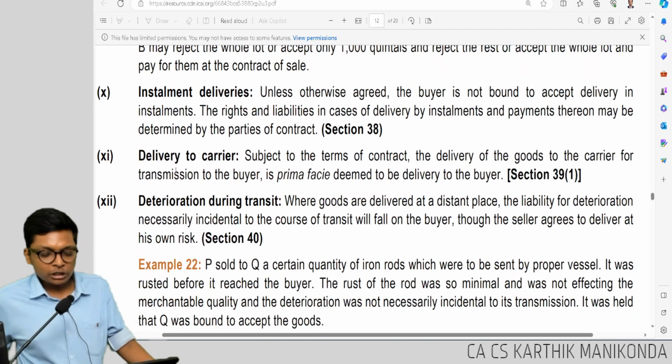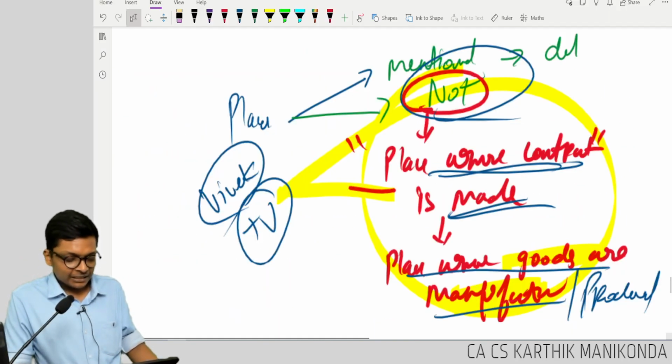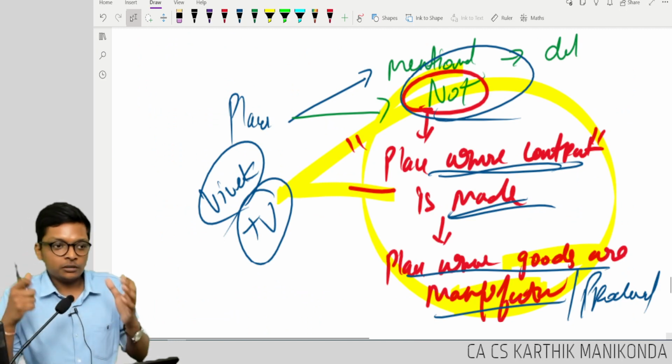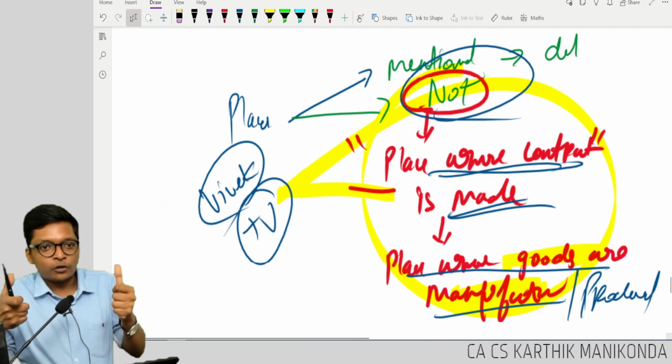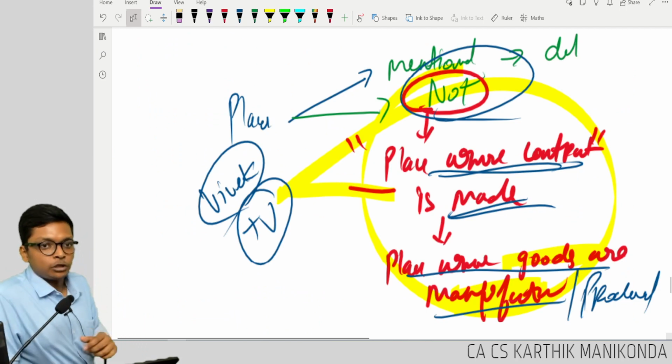Then installment delivery. Now, can seller deliver in installment? You ordered 5 pizzas. First he came and gave you one. Then again after half an hour he came and gave you one more. Again is coming and giving you one more. Can you do that? Yes or no? Yes, sir.